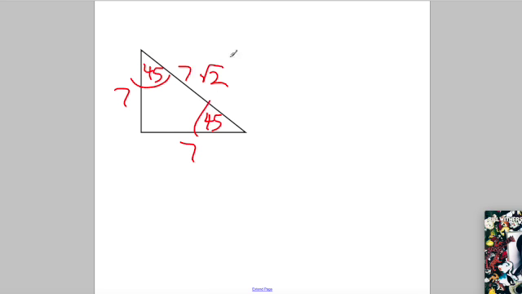And the way to really keep this in mind is that the dominant theme for this triangle is 2. 2 of these angles are the same. 2 of these sides are the same. So radical 2, that's our dominant theme for this triangle, all right? And that's always going to happen.